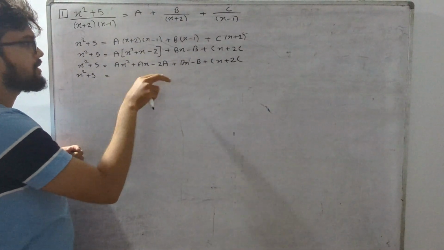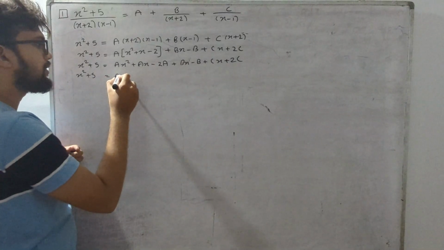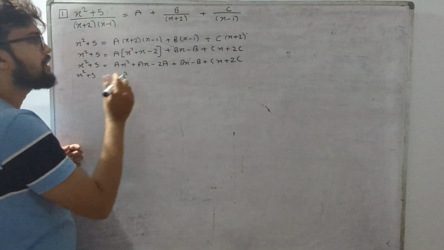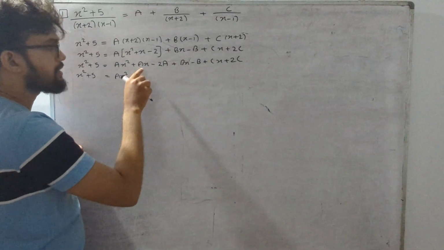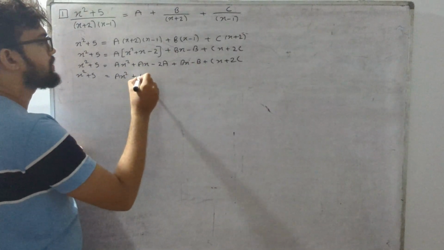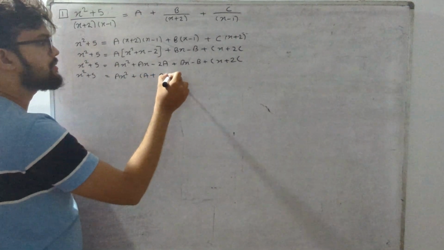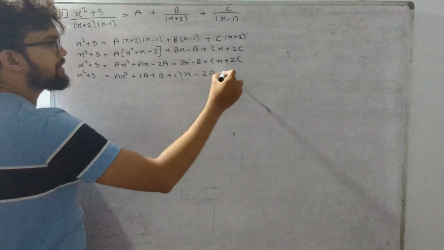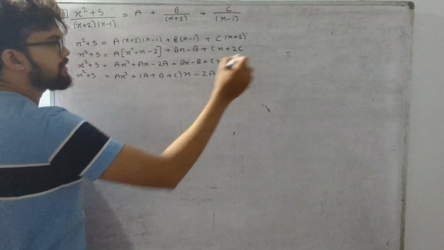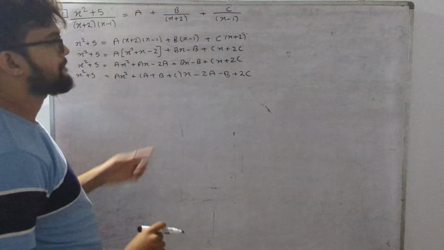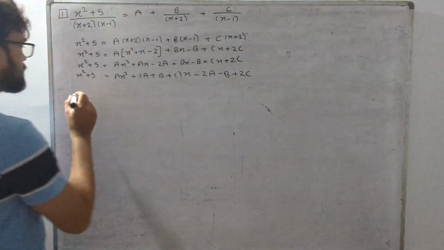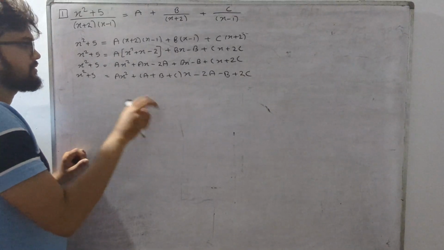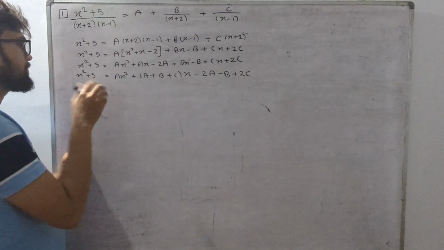Factorize using similar terms. There is only one x squared term, it is Ax squared. There are three x terms, Ax, Bx plus Cx, so we can factorize like this: A plus B plus C into x, minus 2A minus B plus 2C. These are constants. So after that we can compare the corresponding coefficients.